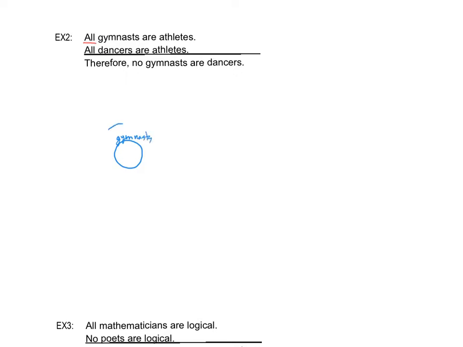That has to be in the set of athletes. So that's our first premise. All dancers are athletes. So notice that says nothing about gymnasts. All it says is the set of dancers has to be inside the set of athletes. So it's possible that, and here I'm going to do this in a different color, it's possible that the set of dancers can overlap the gymnasts.